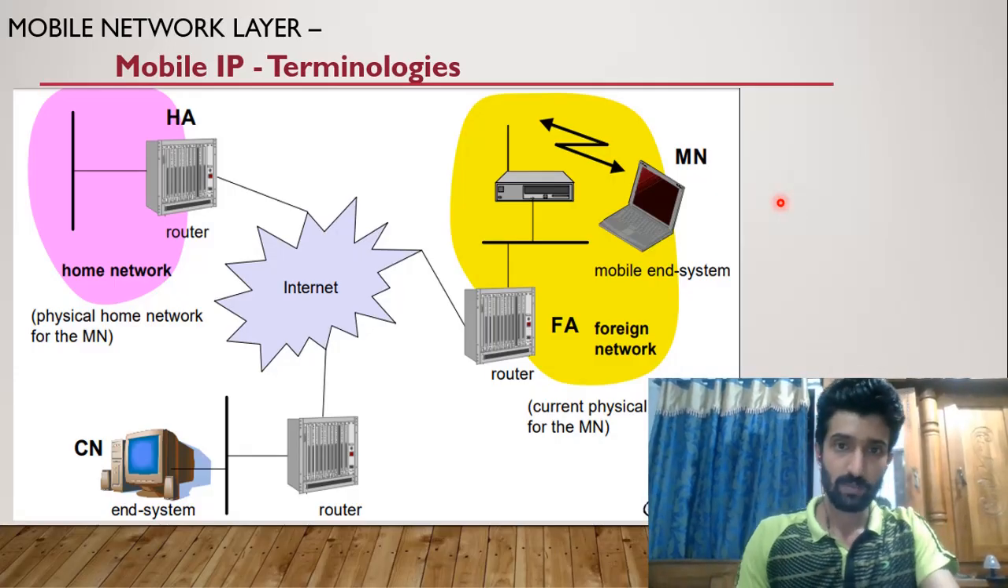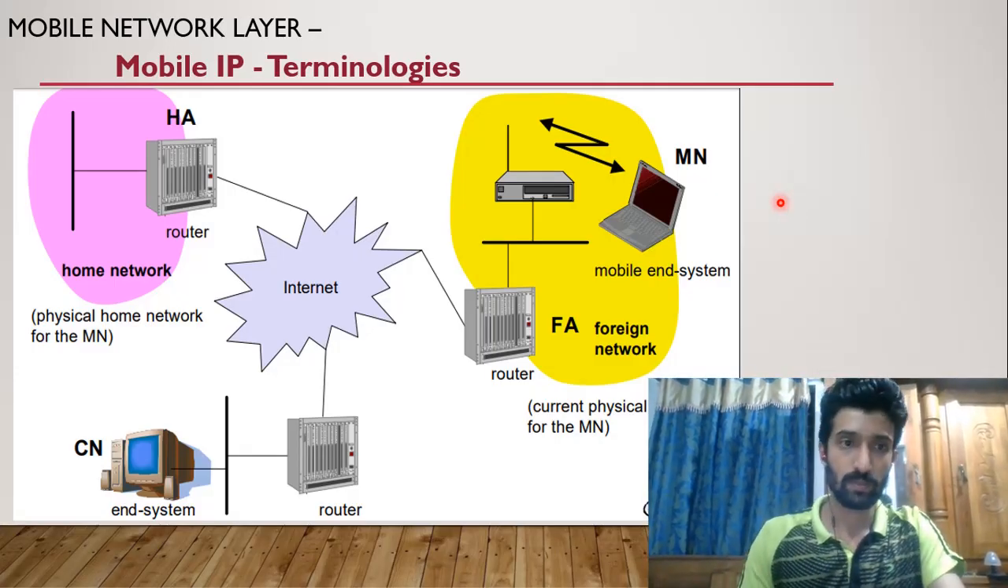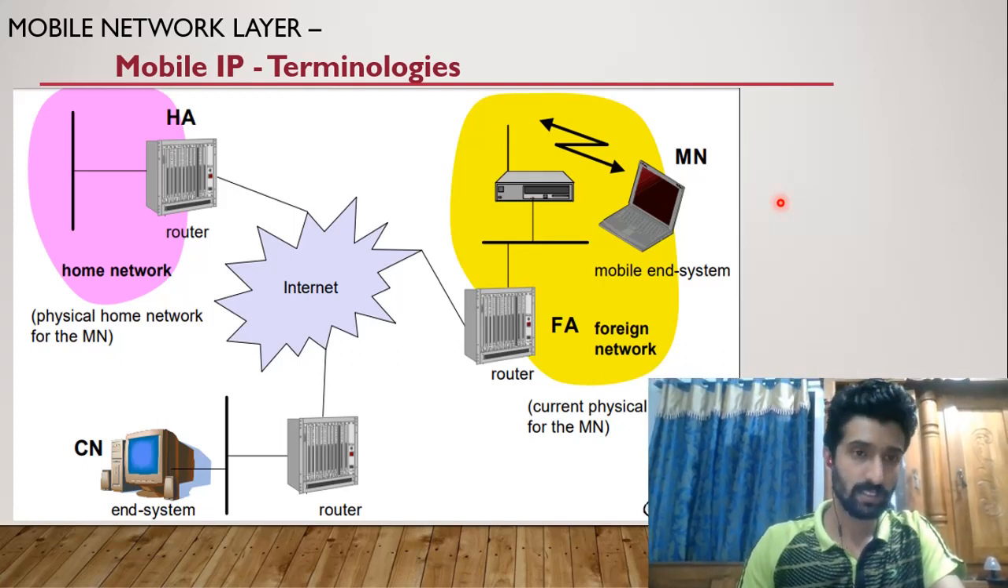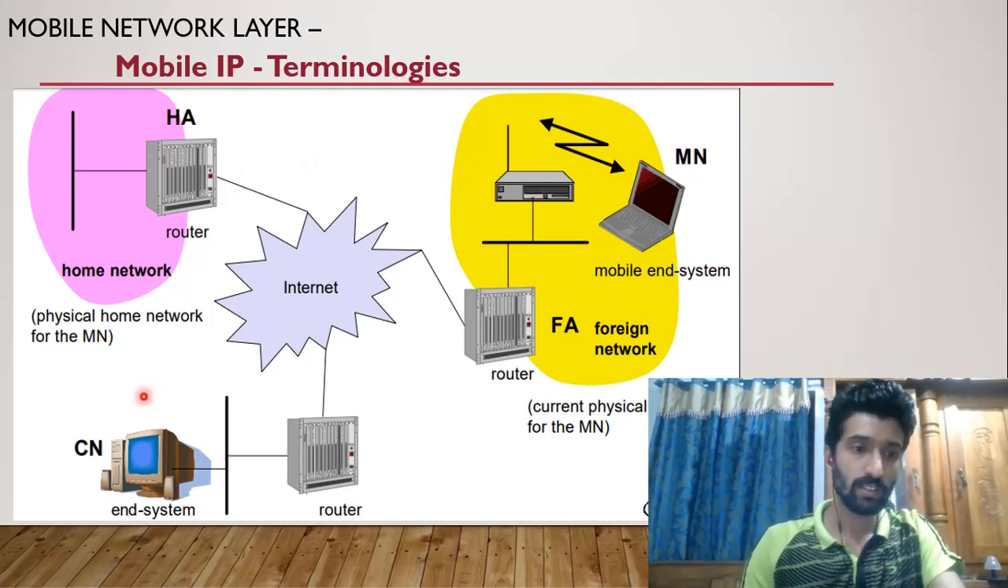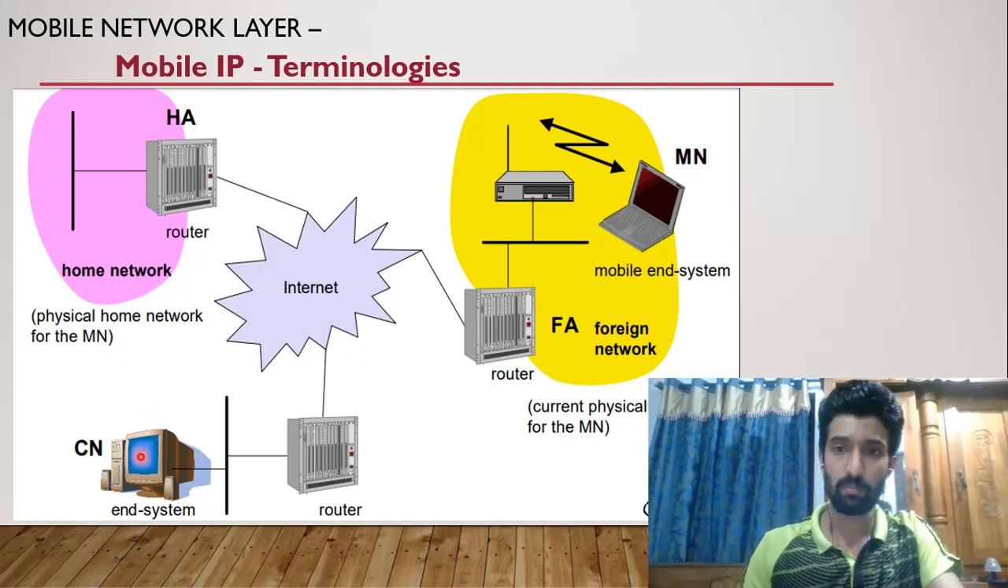Now we'll see what the problem is with this kind of scenario. Whenever the CN wants to communicate with the MN, the CN doesn't know where the MN currently resides, whether in its home network or in a foreign network. The only thing the CN can do is send a packet assuming that the MN is currently residing in its home network.